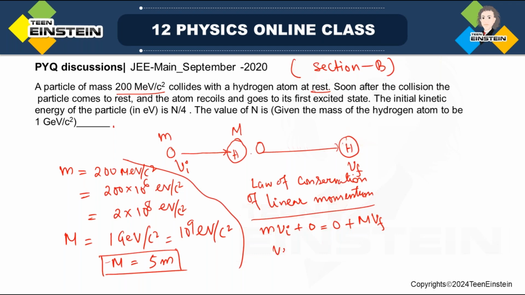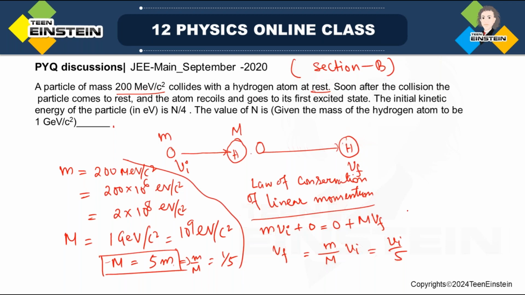Okay, so what we get here, small m by capital M into vi. That means what? m by M means what? So from here we get small m by capital M is 1 over 5. That means vi by 5. So we can get the final velocity, or the velocity with which the hydrogen atom recoils.